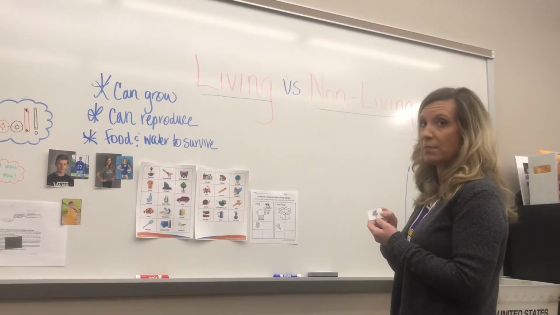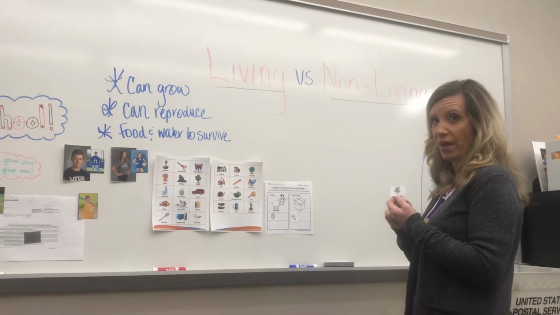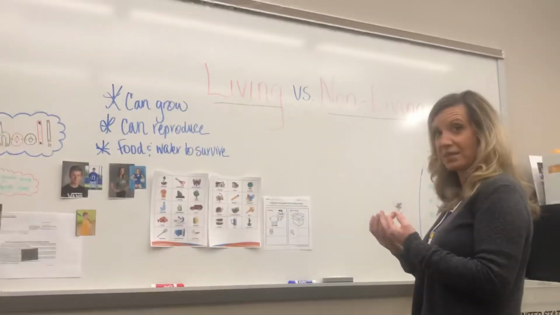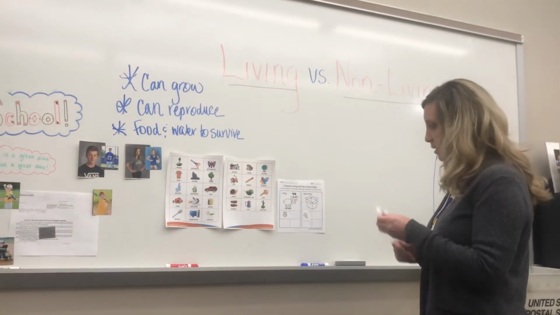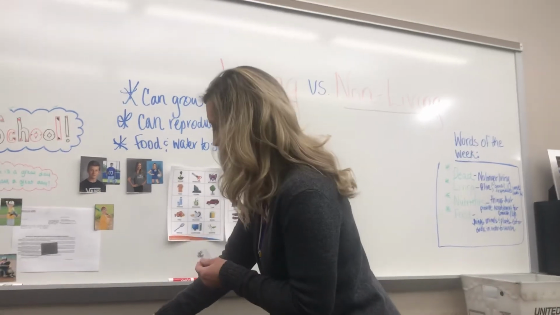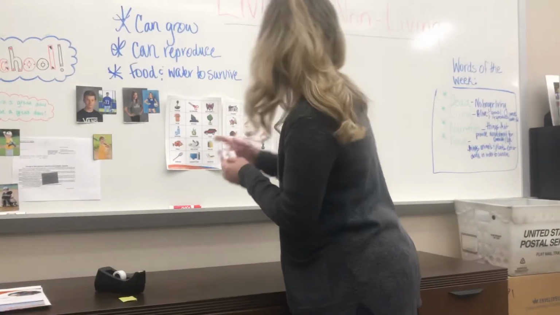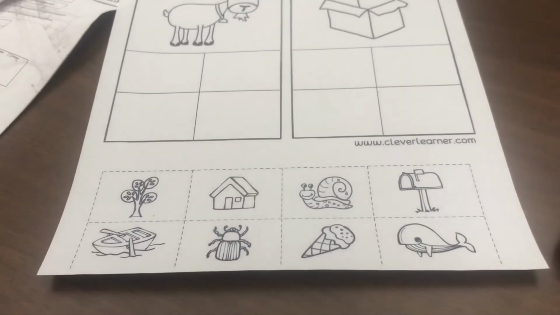Can it reproduce and make more trees? Yes, it can. And does it need food and water to survive? Yes. It needs nutrients from the sun, from the ground, from the rain, all of those things. So yes, this answers all three questions, correct? So where are we going to put the tree? Living. Very good. And let's do one more.